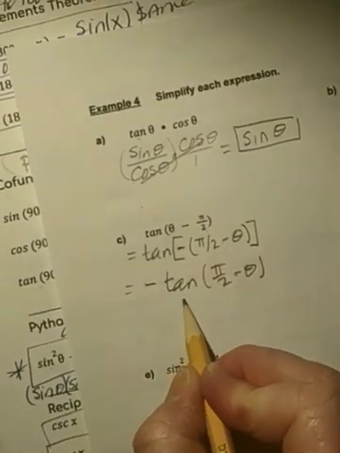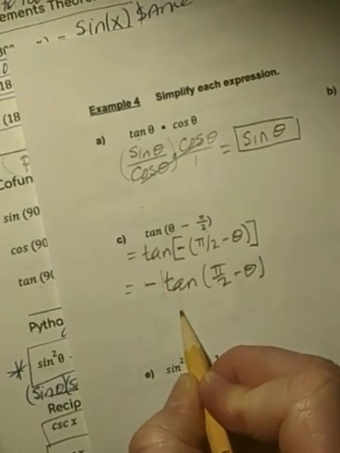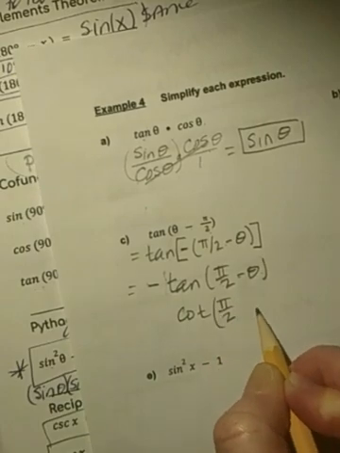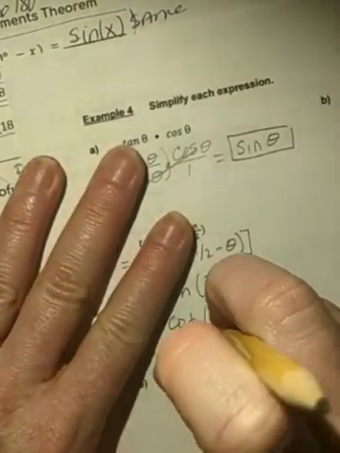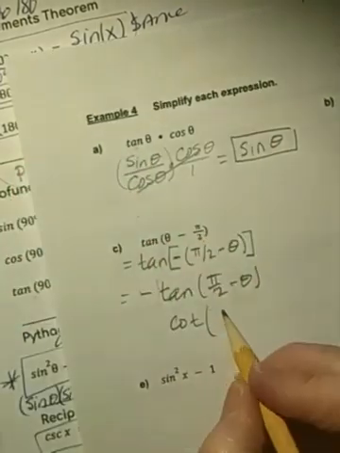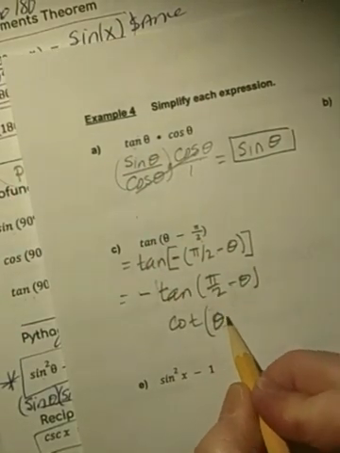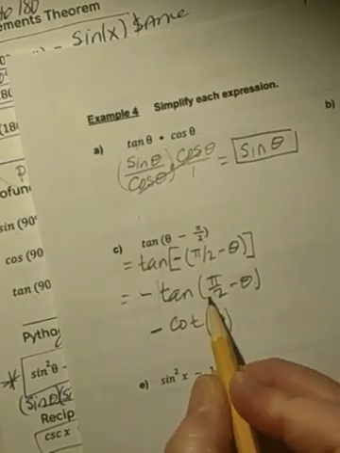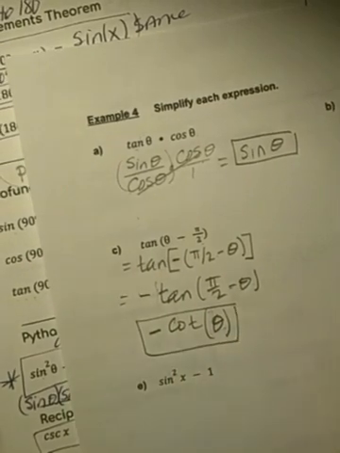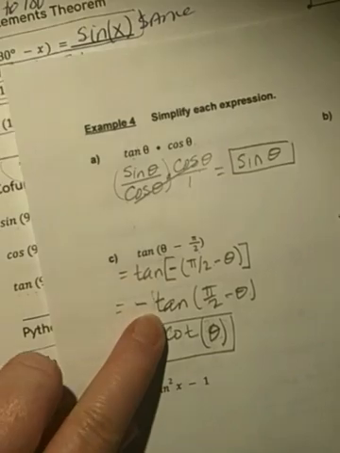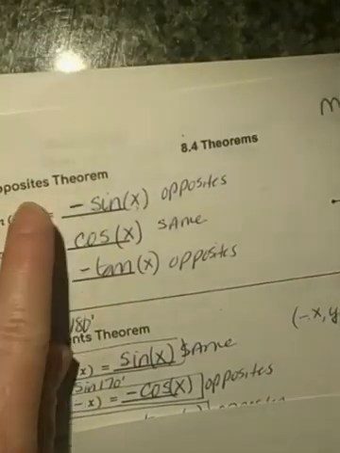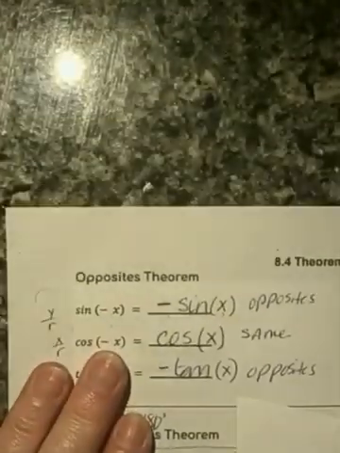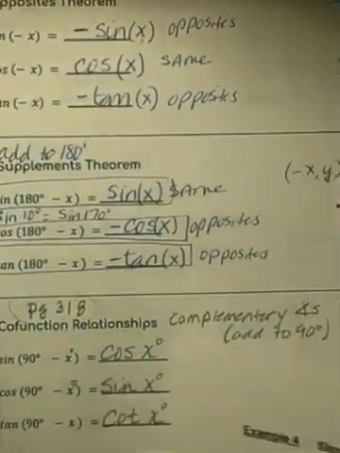that this part is equal to the cotangent of pi over 2, the cotangent of theta. The complement of this is going to be just theta, but it's the opposite of that. So I end up with the opposite of the cotangent theta. So I used two rules. I used the opposites theorem, and then I also used cofunction relationships for this one. Opposites theorem and cofunction relationships.